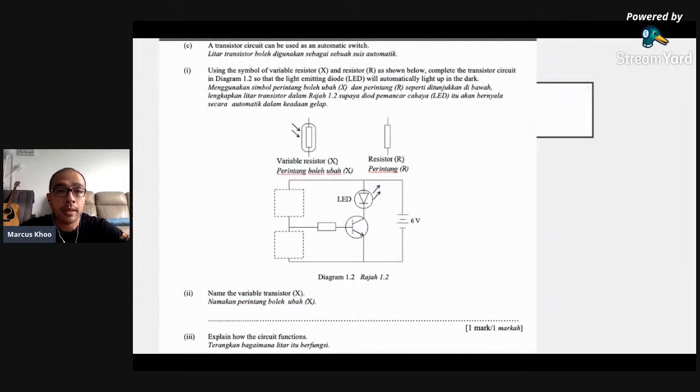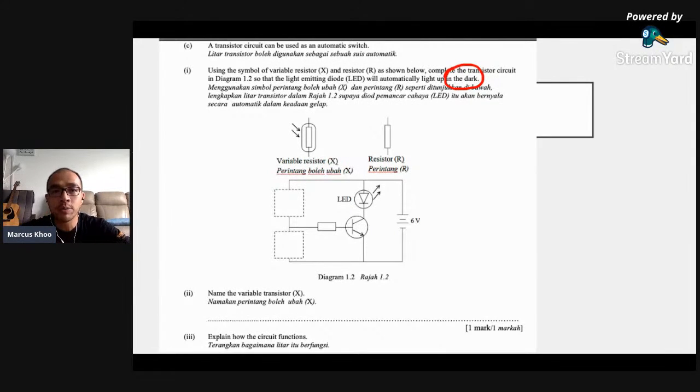Okay. Now, a transistor circuit can also be used as an automatic switch. Now, using the symbol of the variable resistor X, this one, and the resistor R shown below, complete the transistor circuit in diagram 1.2 so that the LED will automatically light up in the dark. Okay, this is very important now, because that's why I told you to do this exercise the other day.